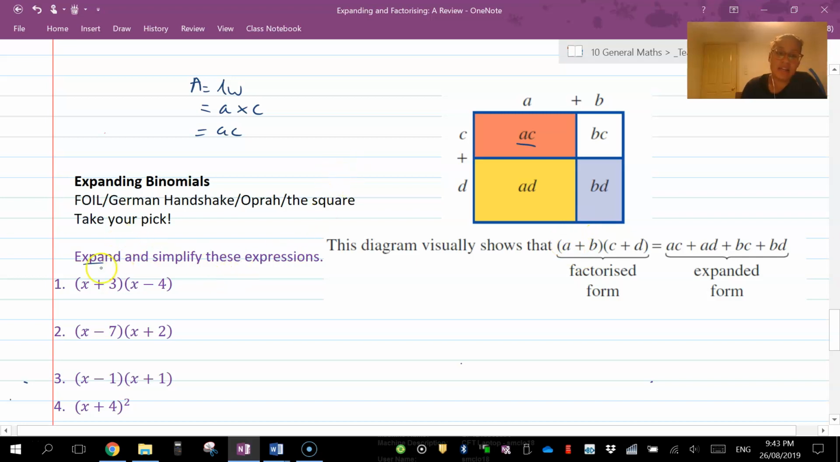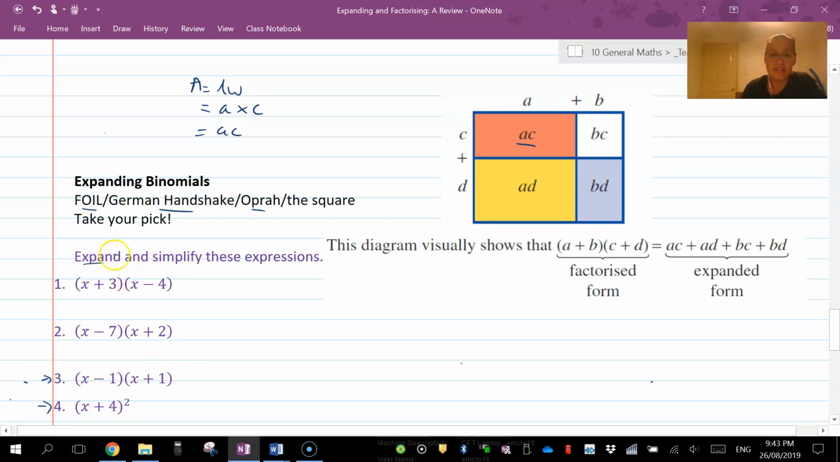So again, we're expanding, simplifying. It's called FOIL by some, German handshake by another. It's very similar to the earlier method, because you're arranging it like this. Whatever it is, take your pick. You are distributing your terms and therefore expanding your brackets and removing them. So that's essentially the mathematics that you're doing. If you start to do enough of them, you'll start to see that there's a pattern occurring, especially with this one and this one.